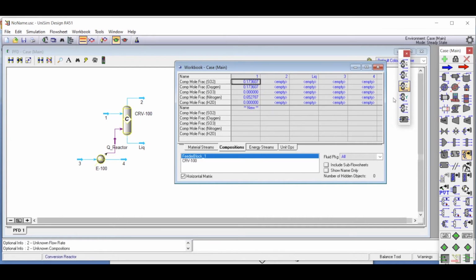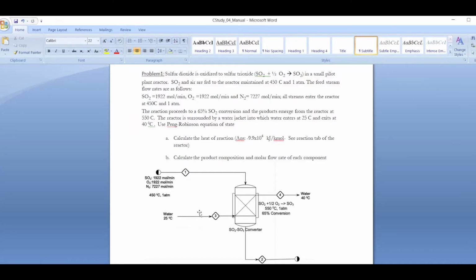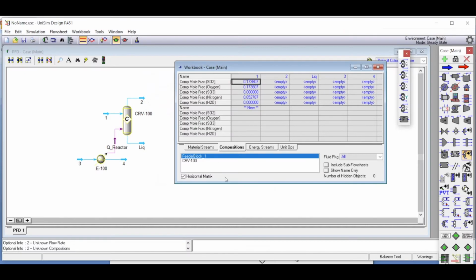Okay, then of course for stream 3, which is for the water, so this is pure water. Let's say this is water coming in. So this mole fraction would be 1. So for stream 3, we put here water as 1, the mole fraction coming in and going out. So it's the same for 4. So it's water coming in and going out.